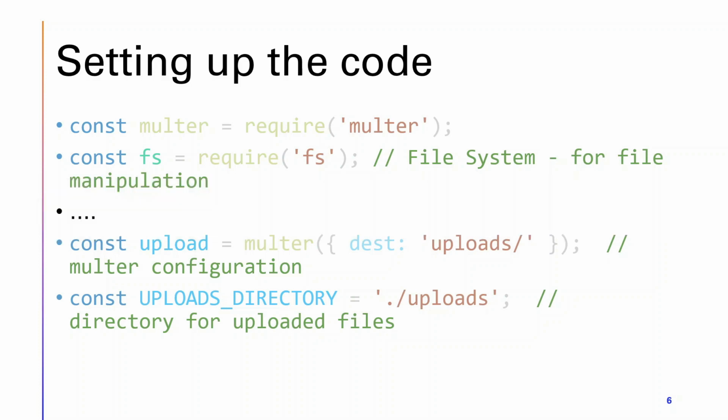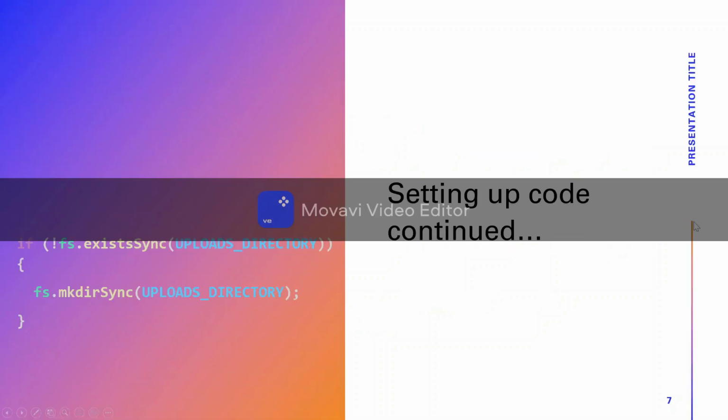We will also need a const upload variable, as seen below, as well as a const uploads directory for our uploaded files. Now, we also want to add in our app.js this bit of code that will make our uploads directory for us, which we will need to use Multer.